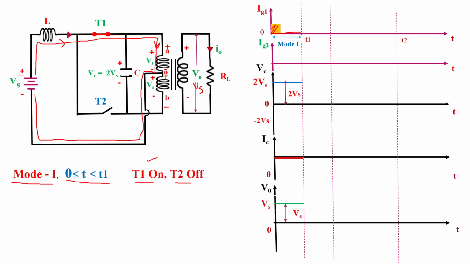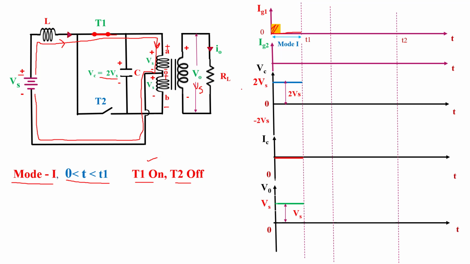This time we know that the capacitor is connected in parallel with the primary winding. So the capacitor is charged with voltage plus 2 Vs, and the polarity across the capacitor is upper plate positive and lower plate negative, because the polarity of the primary winding is A positive with respect to B. So the overall voltage across the capacitor is Vs plus Vs, 2 Vs. So the capacitor is charged with 2 Vs supply voltage.